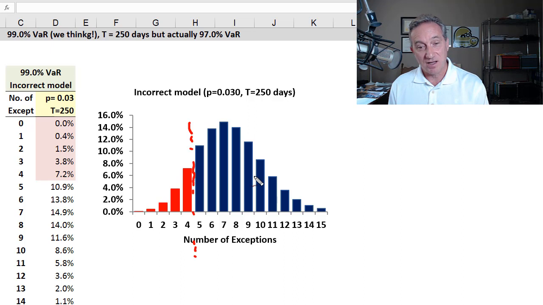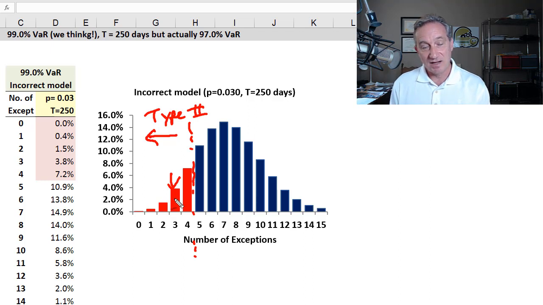These are greater than our cutoff. We're going to reject here, but it is an incorrect model. So these are blue because we're making a correct decision. Our cutoff is 5 or more, meaning if we observe, let's say, 3 exceptions, we are going to accept this model, but it's an incorrect model. And so here we've committed a type 2 error, right? We have accepted a false null hypothesis. In other words, we have decided the model is good, but actually the model is bad.